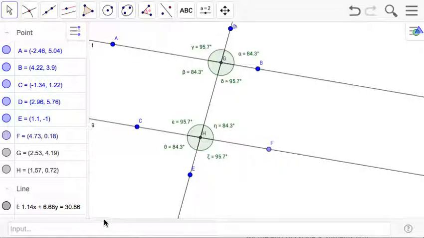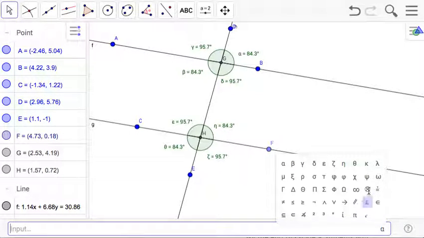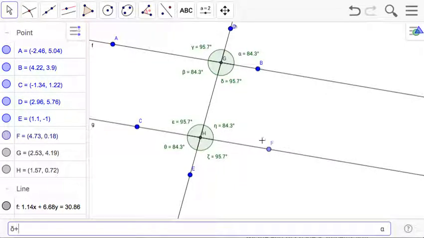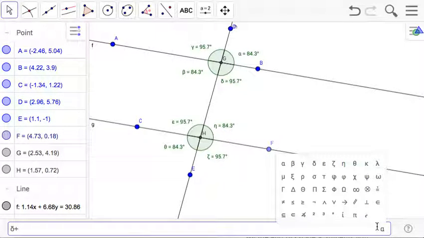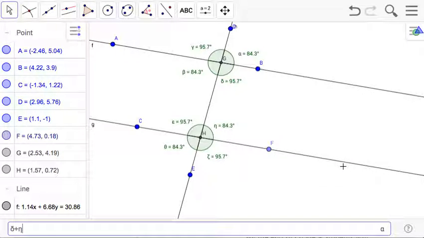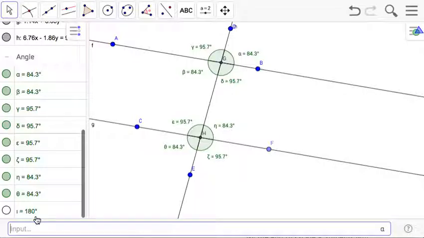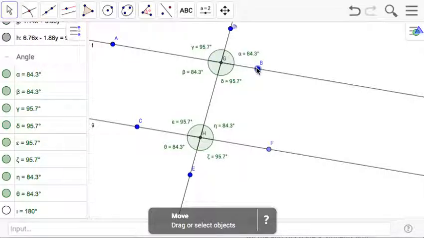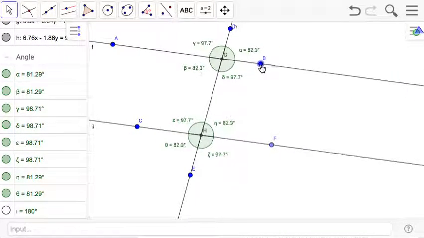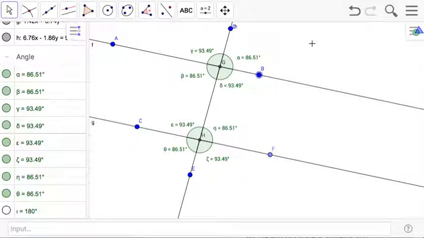So to verify that, I go to my input bar and I select this tool here. This lets me choose the Greek letters. So I'm going to pick these two Greek letters to see if they add up to 180 degrees. So I'm going to take this plus and then that one. And if I scroll down, you'll see that indeed the sum is 180 degrees. And if I move my points, while the angles change, that sum always remains 180 degrees.